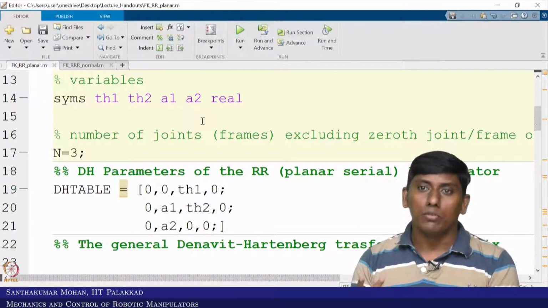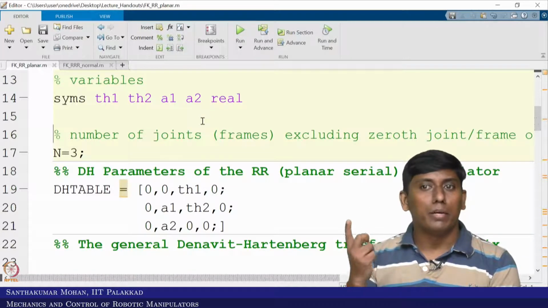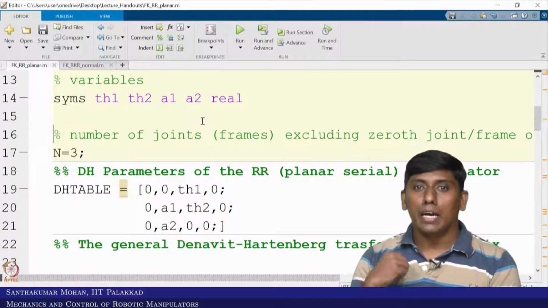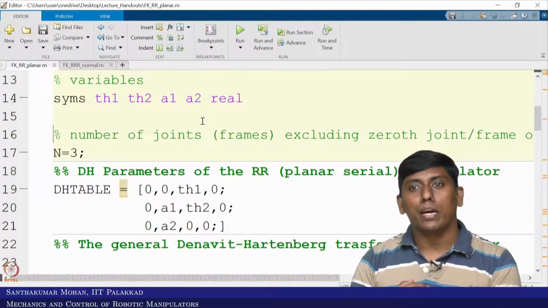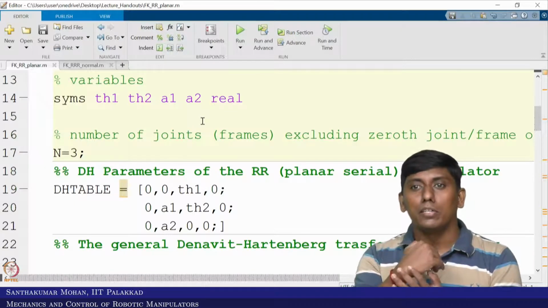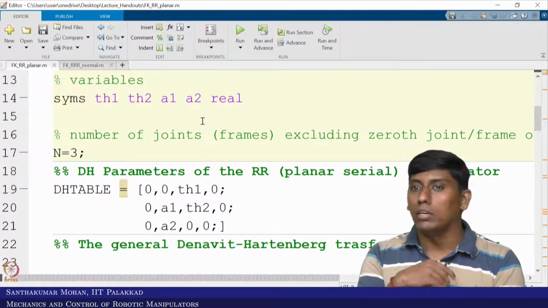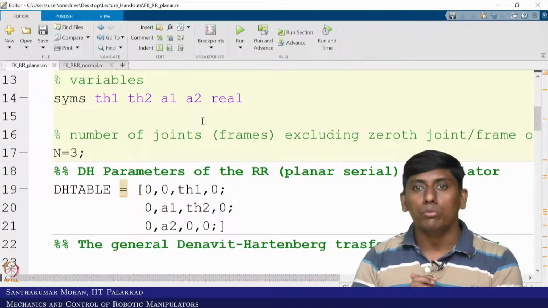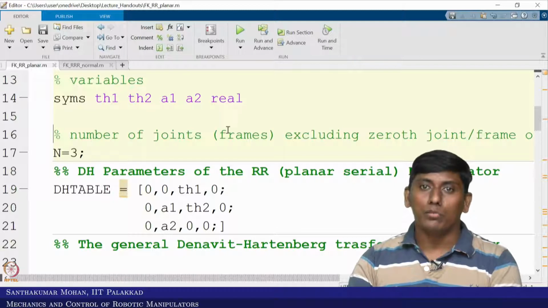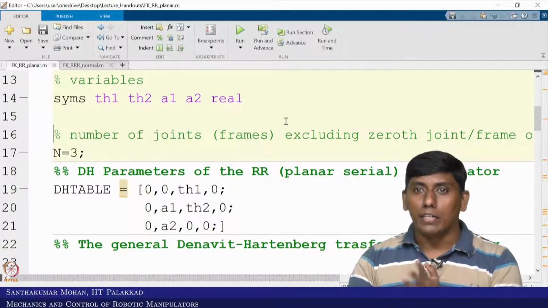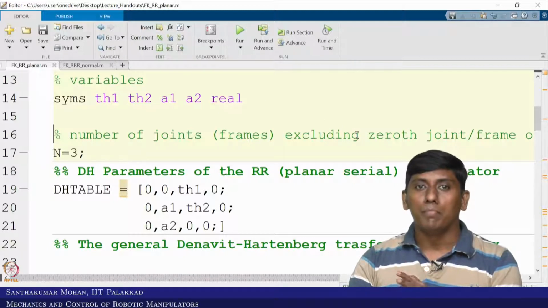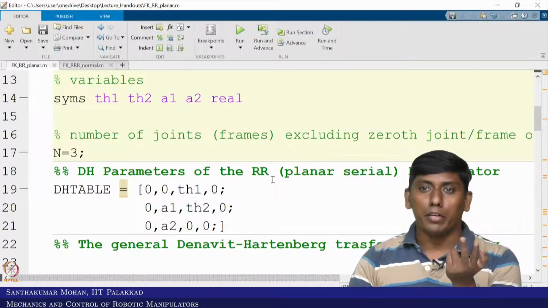Because it is a 2-axis robot, we have one end effector frame and the 0th frame. When we are writing the number of transformation matrices, we usually ignore the 0th frame because we do not have any transformation before that; the transformation matrix of 0 with respect to -1 we normally will not write. So the number of frames, excluding the 0th frame, is 3, because there are 2 axes and 1 end effector point. So n equals 3.